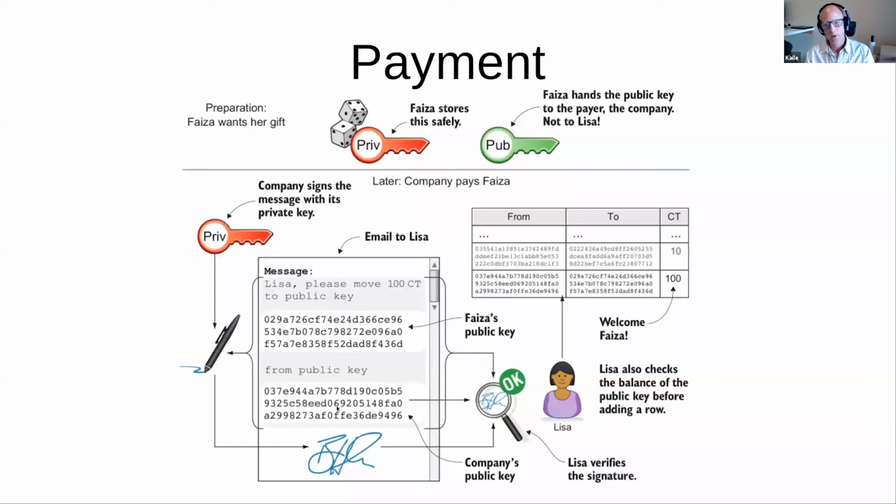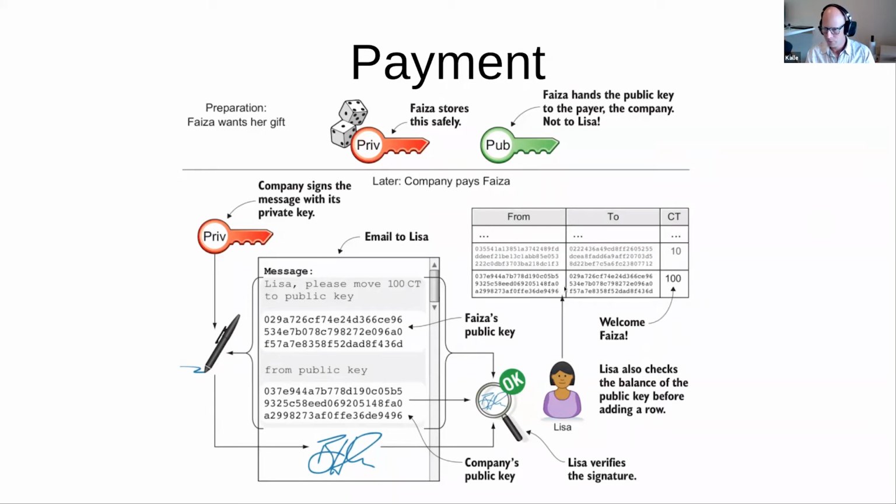And this message is sent to Lisa, who will verify it. She will verify that this signature signs this message for the sender's public key. So the input to the verification is the sender's public key, the message, and the signature. That's the three inputs. And suppose now that this is okay, then Lisa can check the balance of this public key, 037 and so forth.